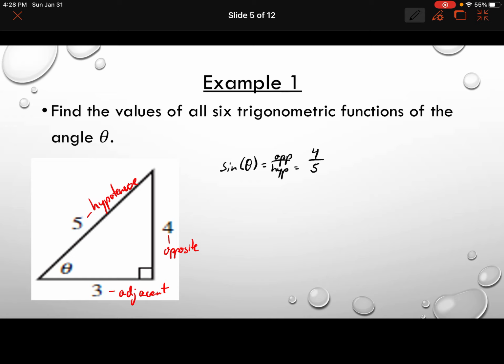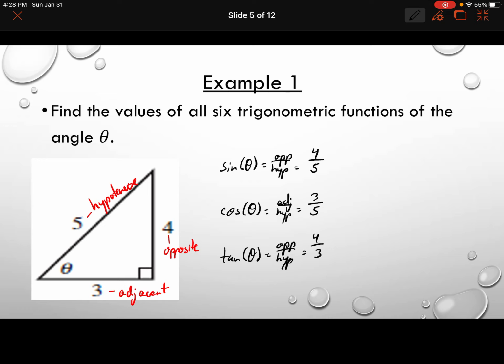It's 4 over 5 for sine. So now let's do cosine of theta. Recall that one was adjacent over hypotenuse. So in this case, our adjacent is 3, our hypotenuse is 5. Next is tangent of theta. That one was opposite over adjacent. So in this case, it would be 4 over 3 because the opposite side is 4, adjacent side is 3.